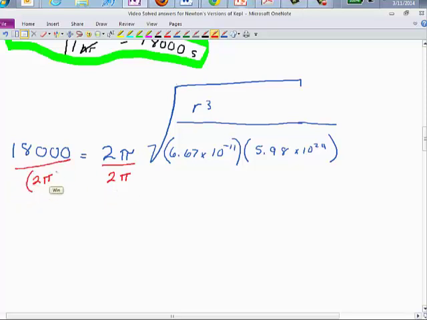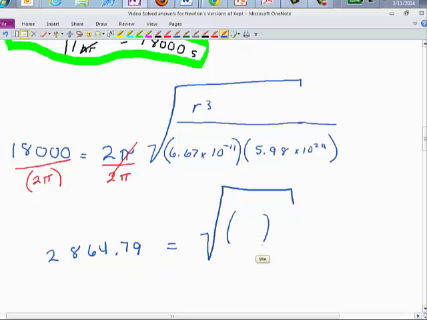And the calculators are all making the mistake. If you don't put the parentheses in there, you're not dividing by 2 pi. You're taking 1800, dividing it by 2, and then multiplying by pi. So if you do it as 2 separate steps, be sure and use a parenthesis in your calculator. So that step gives us 2864.79, and that's equal to that radical and all the stuff underneath the radical.